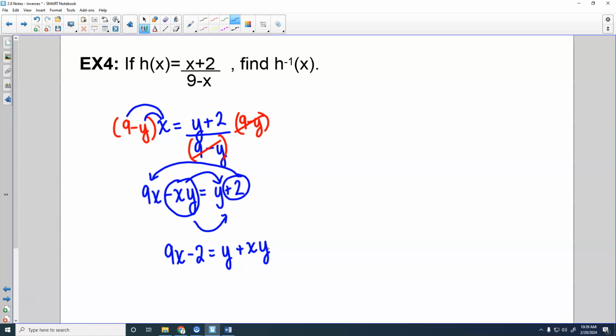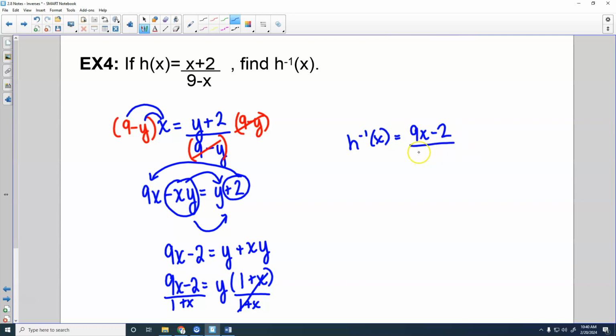And when we've got both y's on the same side, we want to factor out the y. So I have y times 1 plus x. And then what is the last thing that we would do? Divide by 1 plus x. And so we will get, we'll call it h inverse of x equals 9x minus 2 over 1 plus x.